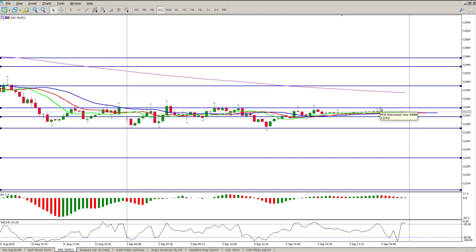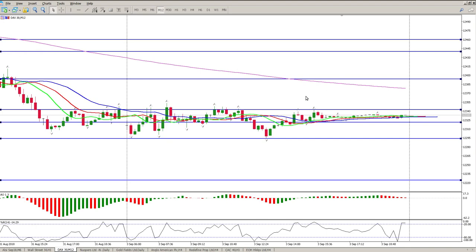Alternatively, if we break this fractal level to the upside of 12,342, then I'm looking for 12,395, 12,440, and 12,460. Those are my levels to the upside. So that's kind of what I'm looking for from the DAX today.